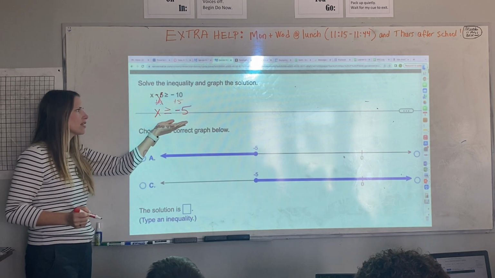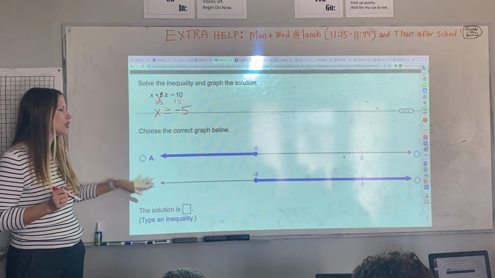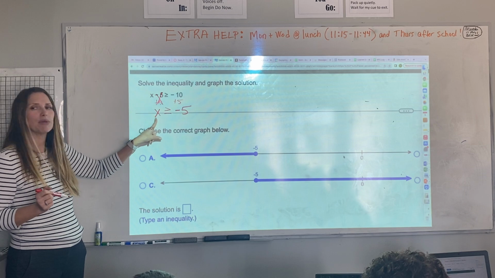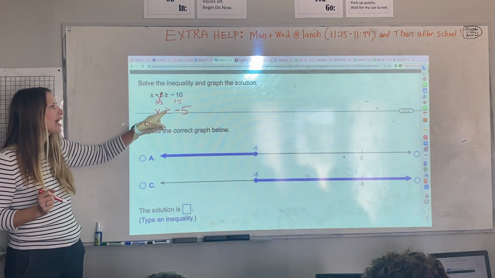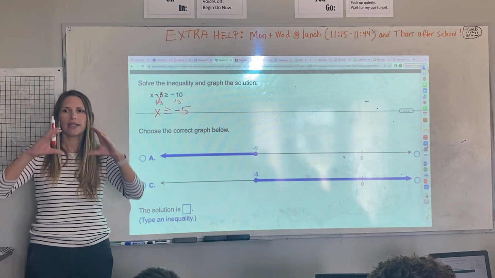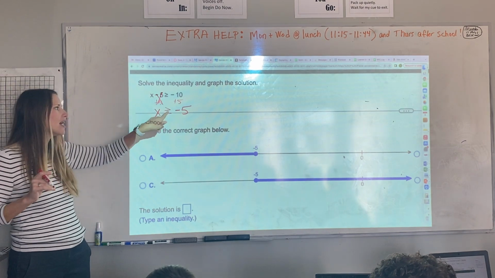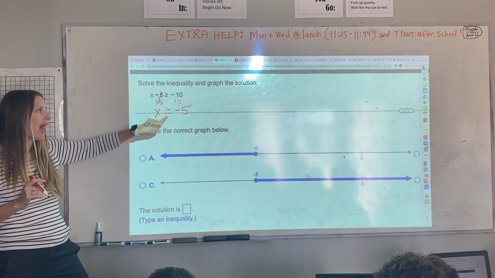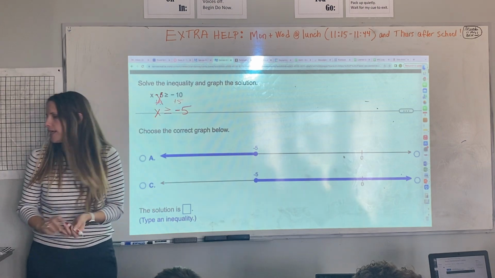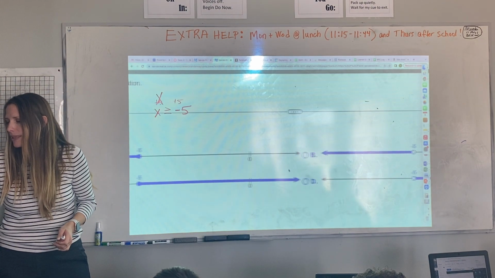-5. Now, we solved something just like this before, but the difference with this problem is we need to choose the graph that represents this. X has to be a number, any number that's greater than or equal to -5. Is it going to be a filled in circle or an empty circle? Filled in, because this equal sign says you have to include -5 as the value. These two are filled in, the other two are not. So B and D are immediately eliminated.